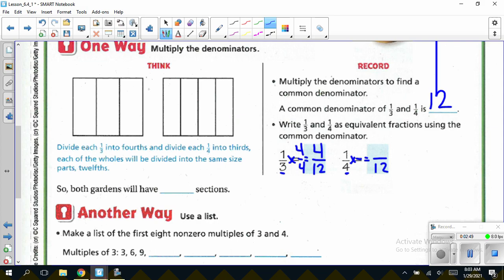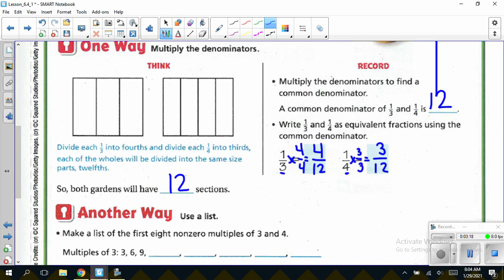Doing the same thing to the 1/4, so I had 4 times 3 to get that 12. And again, anything that I do to the denominator, I also have to do to the numerator. So 1 times 3 gives me 3. So my 2 equivalent fractions for the 1/3 is the 4/12, and for the 1/4 is 3/12. So I now see that both gardens would have 12 sections.